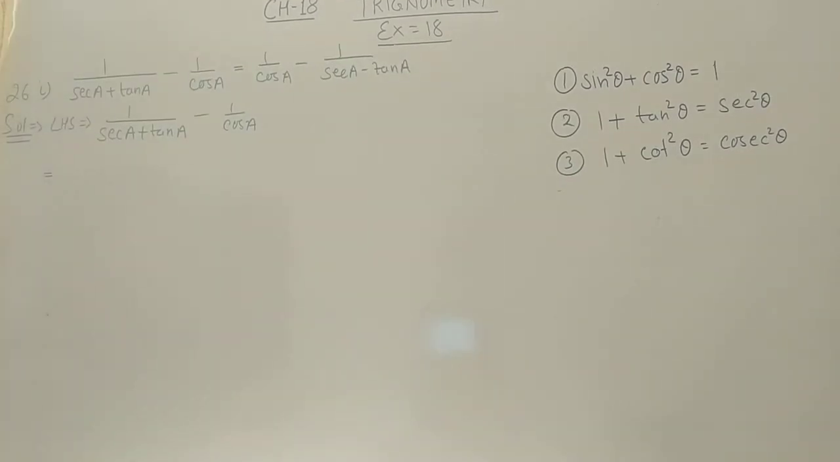Next, question number 26 first part: 1 by (sec a + tan a) minus 1 by cos a is equal to 1 by cos a minus 1 by (sec a − tan a). So first we have taken the left side, and in this left side this sec a and tan a we will change into cos and sin. So sec a we can write 1 by cos a, and tan a we can write as sin a by cos a, minus 1 by cos a.